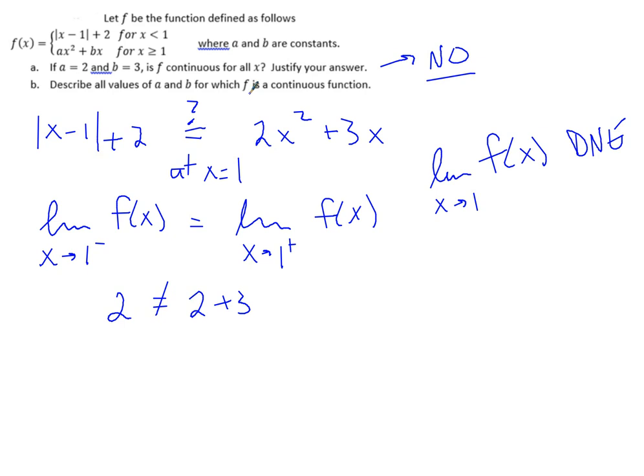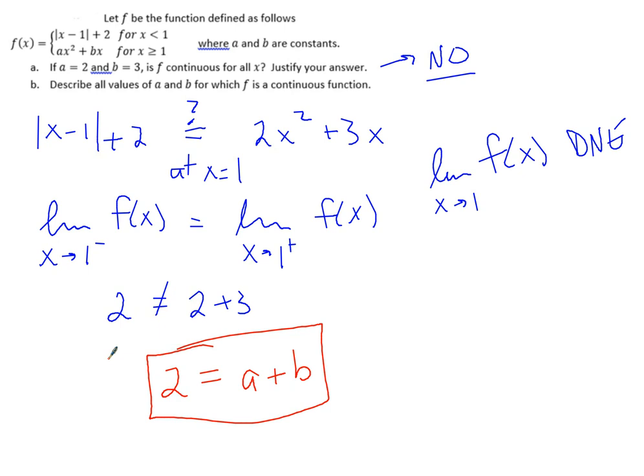So that means we need to figure out, at x equals 1, on the left-hand side, we have 2, and on the right-hand side, when x equals 1, we have a plus b. So if x equals 1, the left is 2, and the right limit is a plus b. So all we're looking for is all of the values that satisfy this equation, and that's the answer to the second part of it.